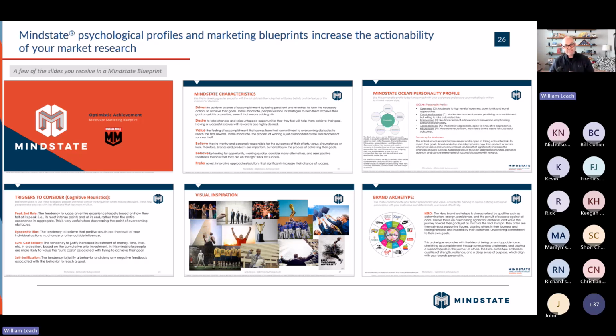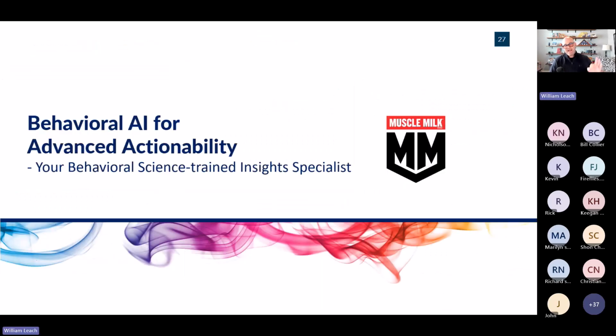You could always keep a one-pager in your folder so that when you're in a meeting and you want to evaluate an idea based upon the consumer, you would have an objective-based customer voice. And I think that works pretty well. However, if you're going to take this to the next level, I would consider using behavioral AI to get much more advanced actionability. And we can do that by creating a behavioral science trade specialist.